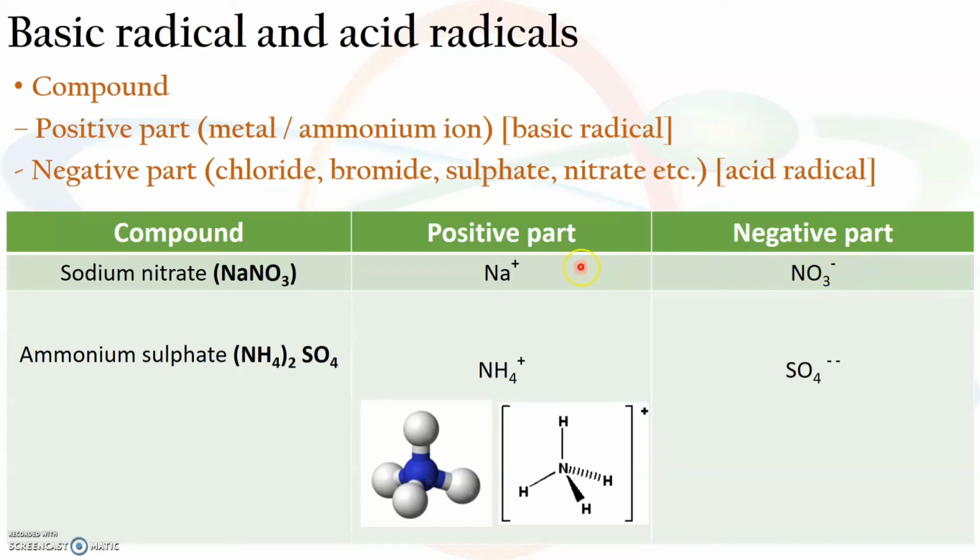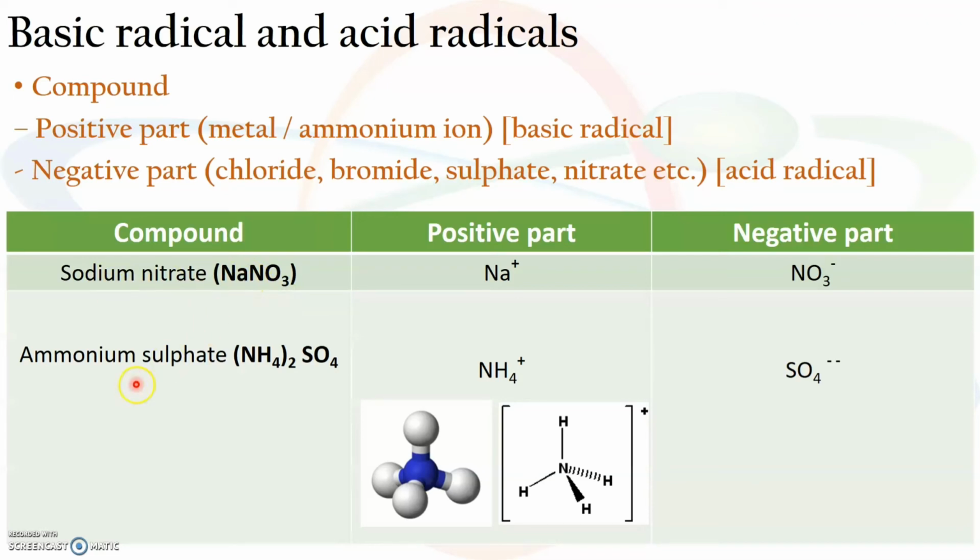Now we have found out which is the positive part and which is the negative part. Now we need to know which is basic radical and which is acid radical from this. We have learned that the positive part of a compound is called basic radical. So which is the positive part here? Yes, it is Na+. So Na+ is called the basic radical from this compound. And the negative part is called acid radical. So the negative part here is NO3-. So NO3- is the acid radical from this compound.